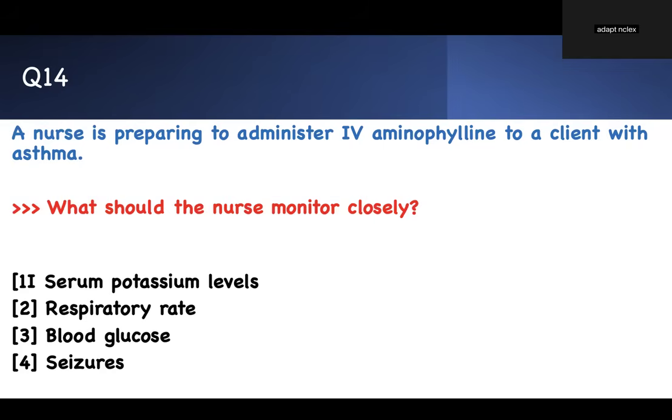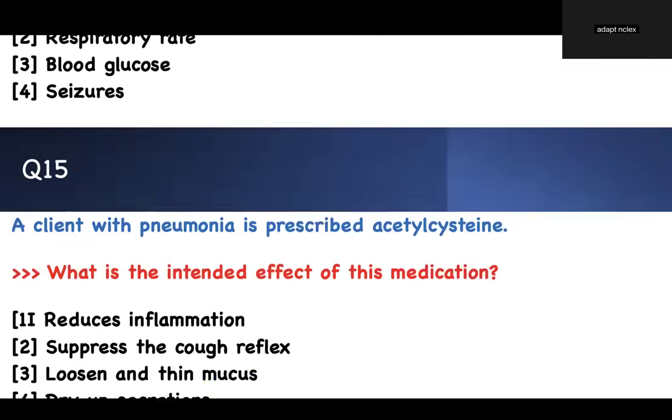And they're going to do what? Your blood glucose may go up. Your respiratory rate may go up. It does not affect your sodium and potassium. But what would they do? What is the most important thing regarding this medication right here? This medication, very, very, very important. It causes seizures. And the first thing you should worry about is seizures regarding aminophylline. Therefore, that should be the right answer.